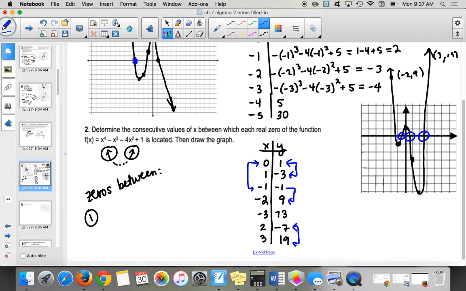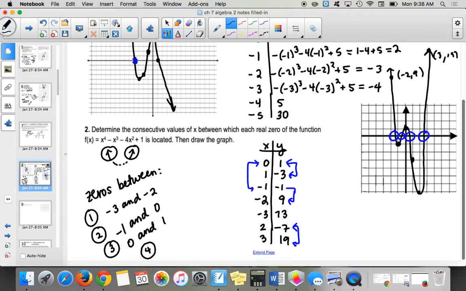So we have 4 zeros. How do you know where that last zero is? It's between the 2 and the 3. So our zeros are between -3 and -2. Let me write it in that order, as if I was writing it as an interval. The second one was between -1 and 0. The third one was between 0 and 1. And the fourth one was between 2 and 3.